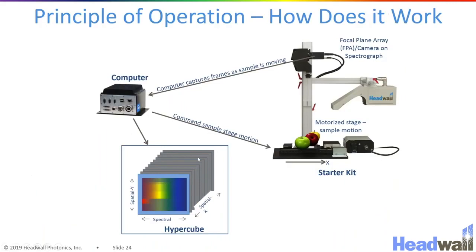And that data cube is graphically shown down here, where again, we can see this is what the image looks like on the focal plane with the spectral axis in one dimension and the spatial axis in the other dimension. And then these are showing all of the different snaps of the focal plane as we are moving past the scene.